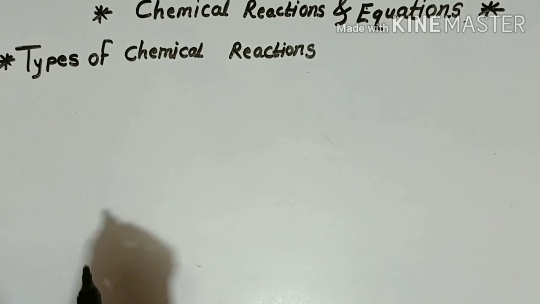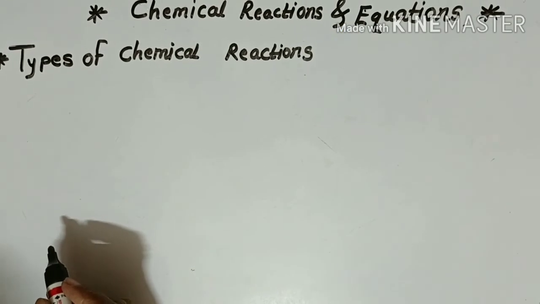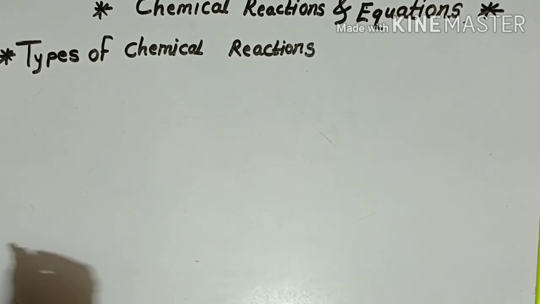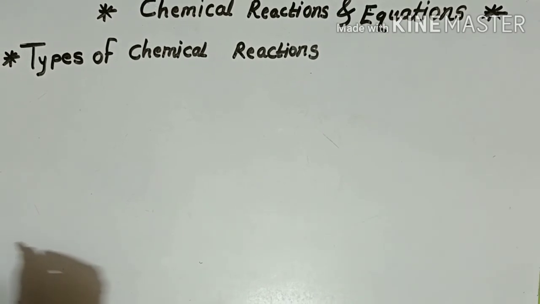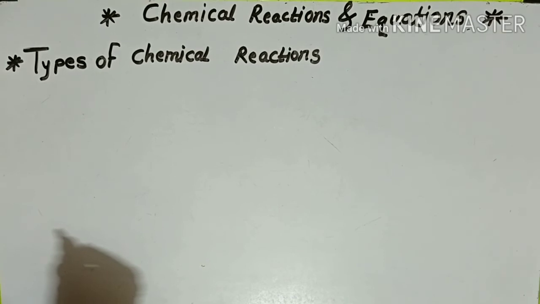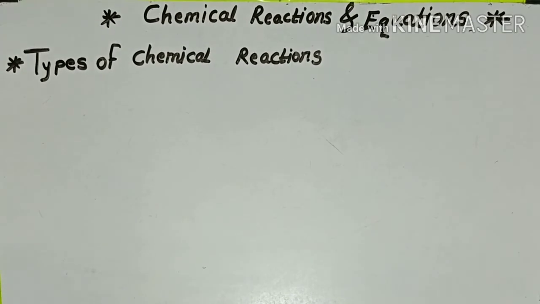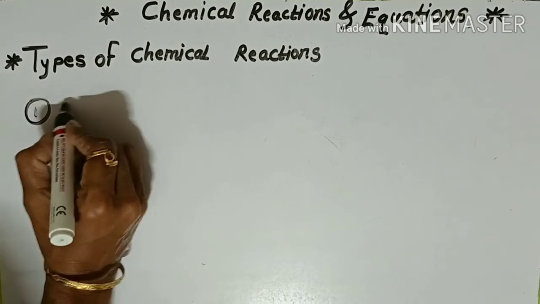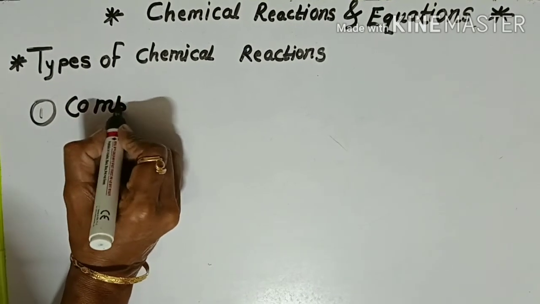Types of chemical reaction. Chemical reactions are classified into the following four types in accordance with the nature and the number of reactants and the products. See here, the first type is the combination reaction.